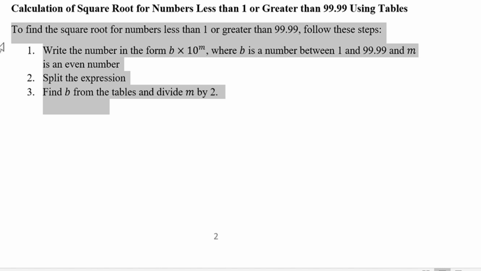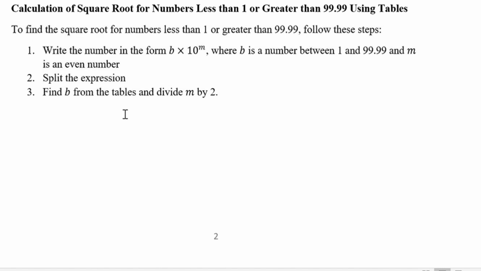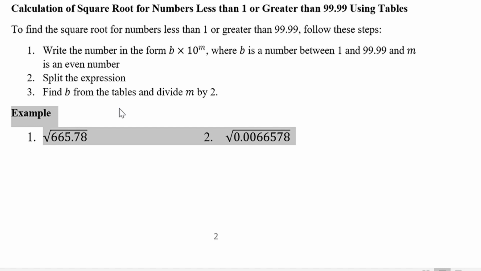How do we calculate square roots for numbers less than 1 or numbers greater than 99.99 using tables? To do that, we need to follow these steps here. The first one is to write the number in the form b times 10 raised to power m, where b is a number between 1 and 99.99 and m is an even number. After that, we shall split the expression, and then the third step is to find b from the tables and divide m by 2. So we have these examples here.